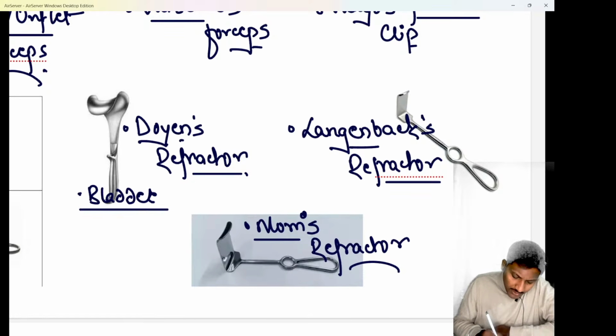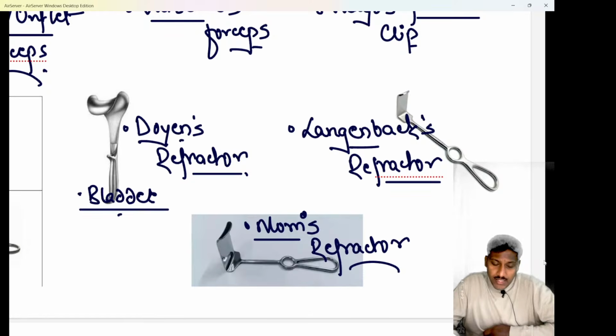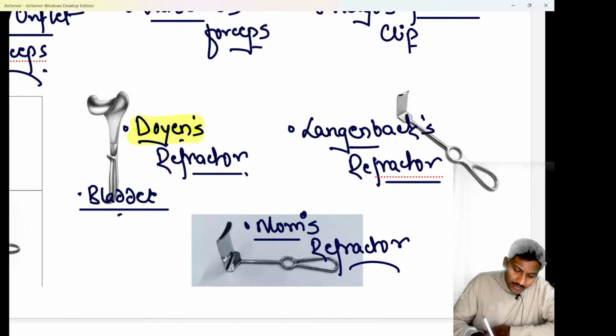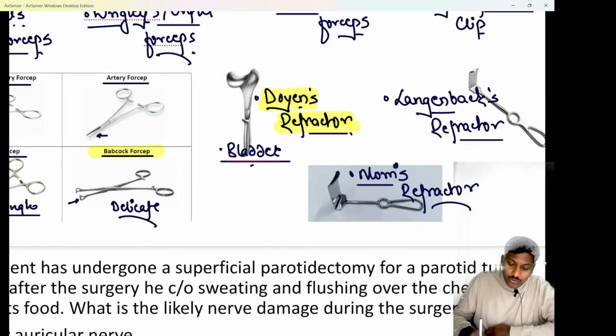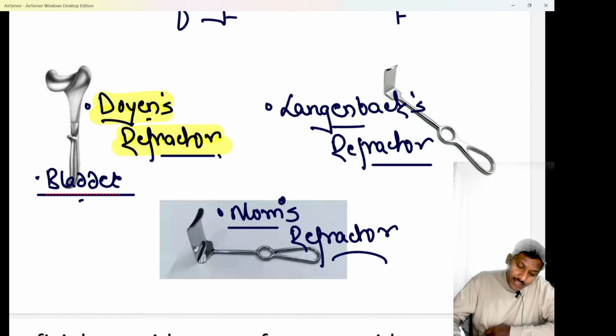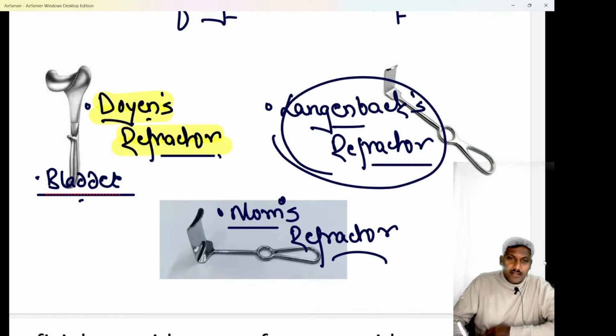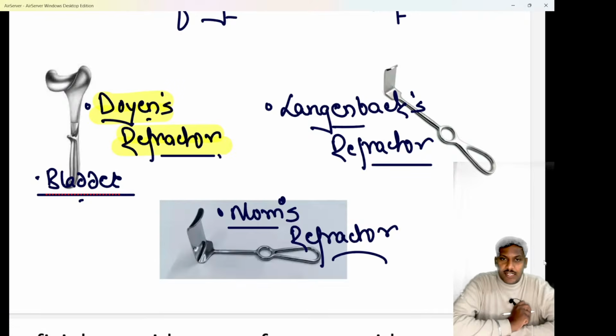So in lower abdominal surgeries or lower segment cesarean section, whenever you have to retract the urinary bladder, you tend to use the Doyen's retractor. That has been a PYQ, so be aware of that. Next, this reverse L shape that you are able to see. This reverse L shape retractor is known as Langenbach's retractor. So this is the Langenbach's retractor that you can see.